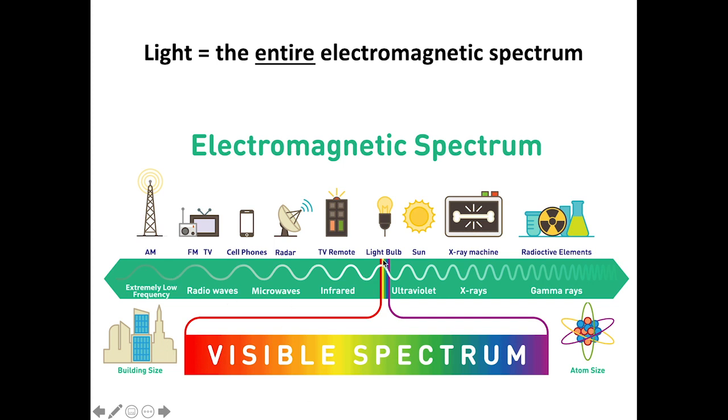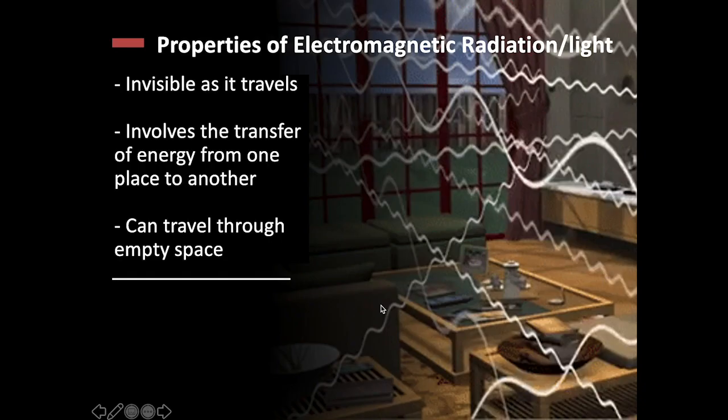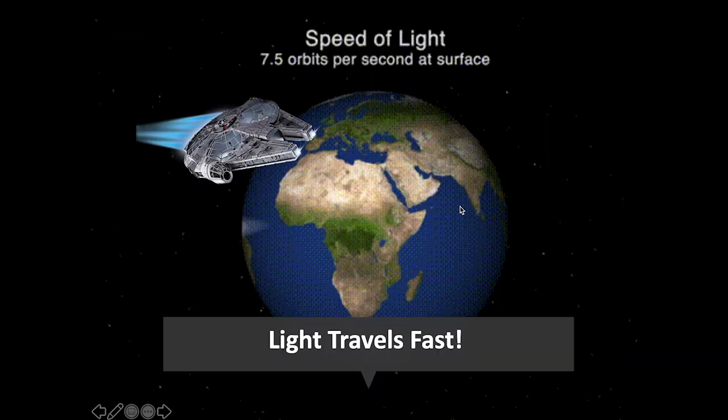What we're going to focus on for the rest of our unit is this very, very small corner that we know as the visible spectrum. This is what you can see and what you interact with most in day-to-day life. So, just a basic review of the electromagnetic spectrum: it's invisible as it travels. You can't see waves traveling. It involves the transfer of energy from one place to another, so energy is traveling in the wave. And it can travel through empty space.